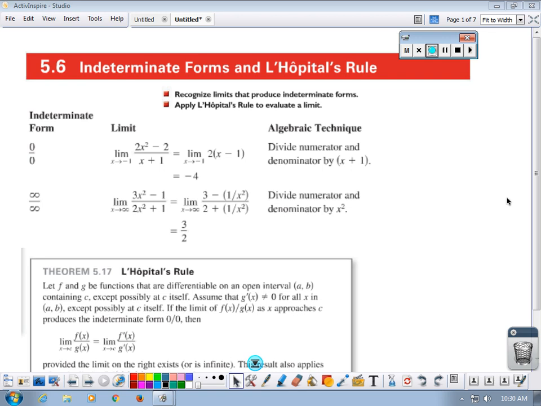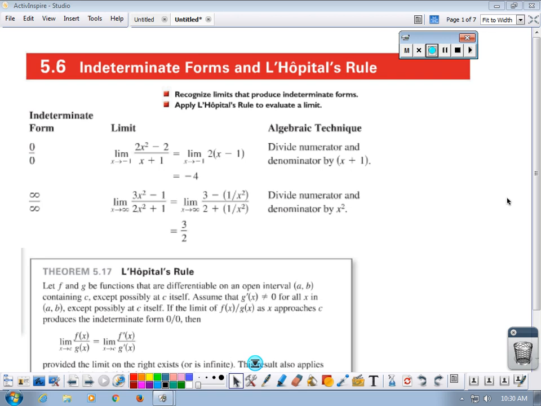Okay, students, this is section 5.6, Indeterminate Forms and L'Hopital's Rule. You may have learned L'Hopital's Rule in Calculus 1, just depending on what school you went to. I know that our Calculus 1 teacher does teach it in her class, so you may have come across this before. If not, you're going to learn something very useful that's going to help you with a lot of limits. Alright, so what is an indeterminate form?